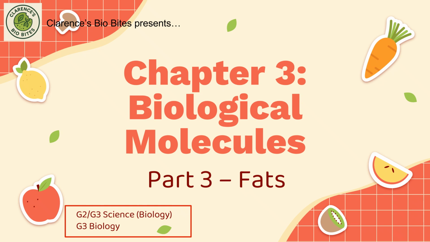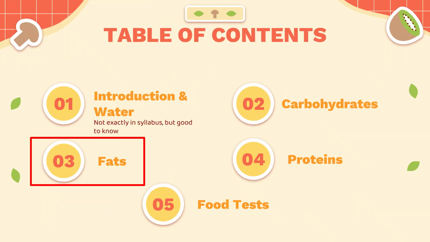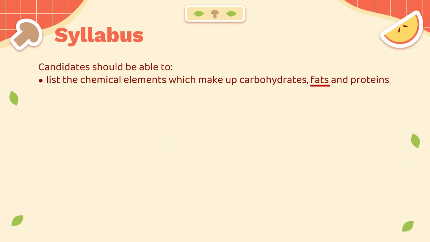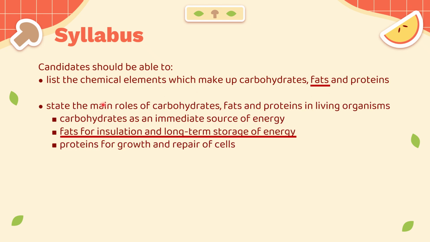Hi everyone. So this is part 3 from the chapter on biological molecules. In this video, I'll be talking about the nutrient known as fats. Now from the syllabus, you need to know the chemical elements that make up fats. You also need to know that among the main roles of fats, these two are listed in the syllabus. So fats are used for insulation and for long-term storage of energy.